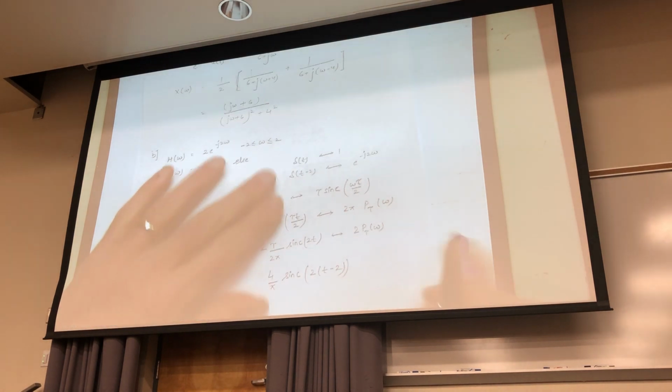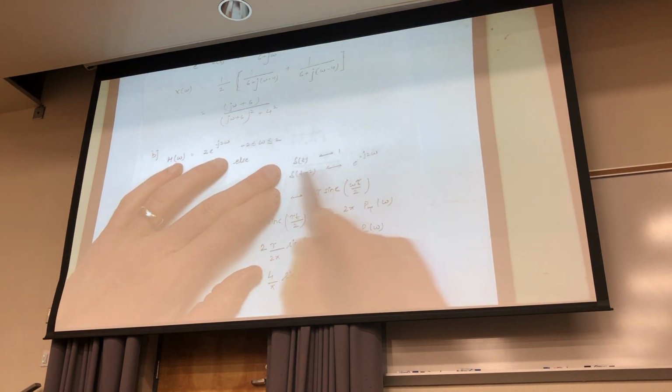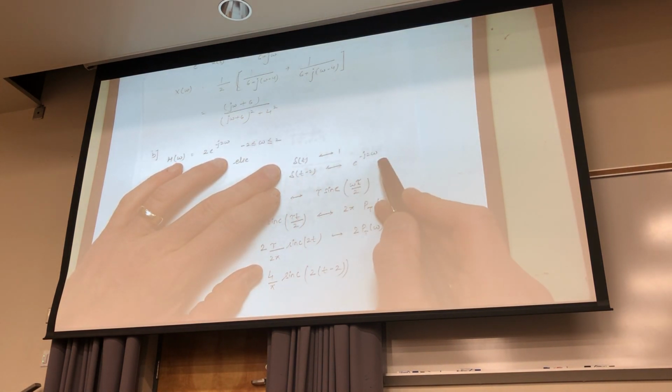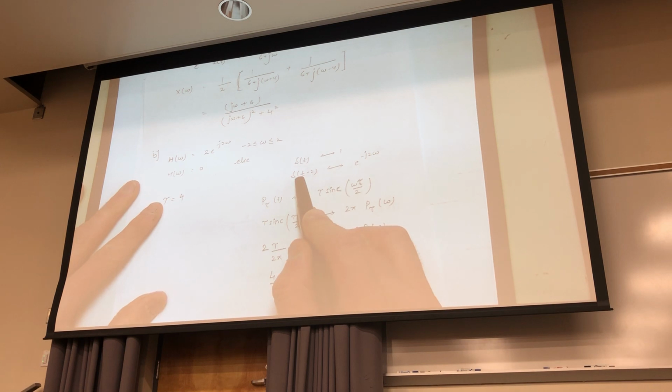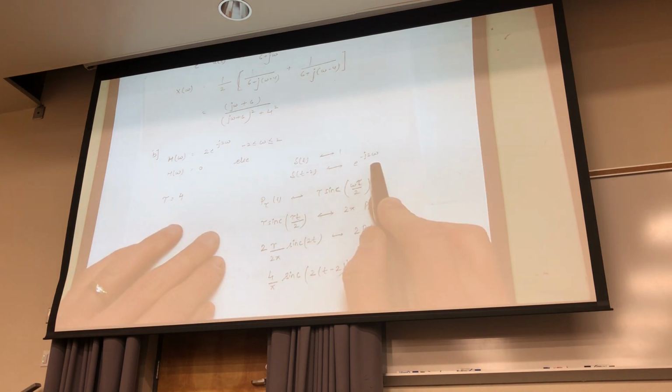So first I said delta of t goes to 1, delta of t minus 2 goes to e to the minus j2 omega. This is the shift property. In other words, anytime you get a delay in time, it's going to be a phase delay here.